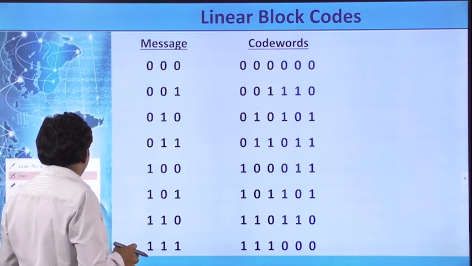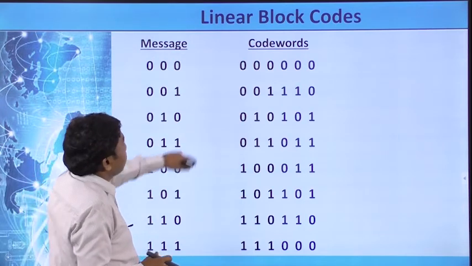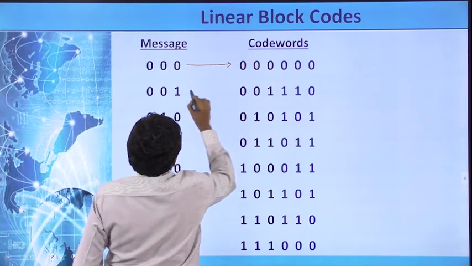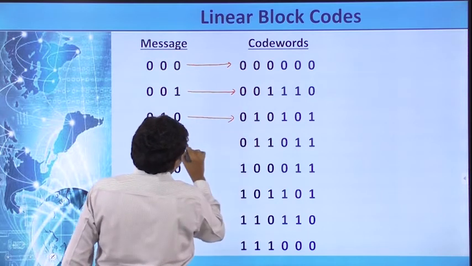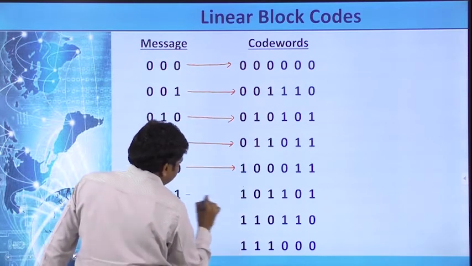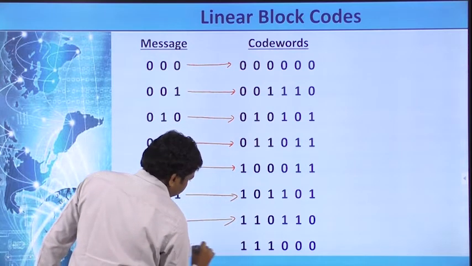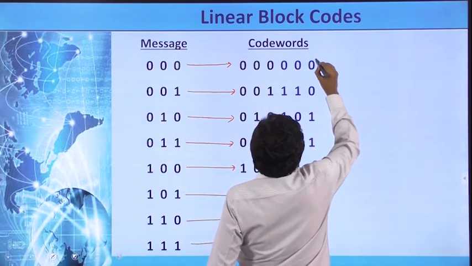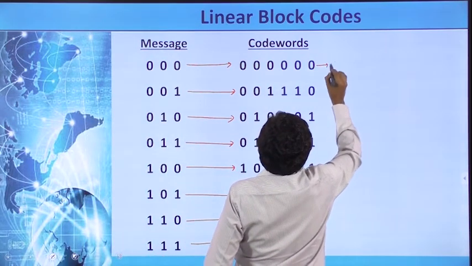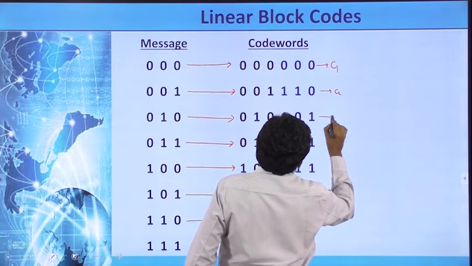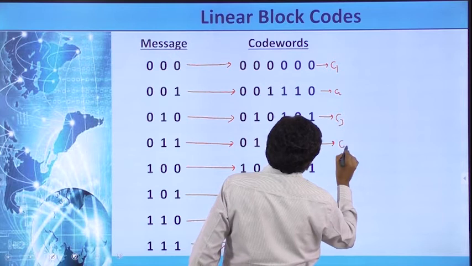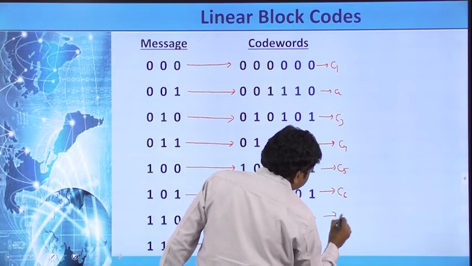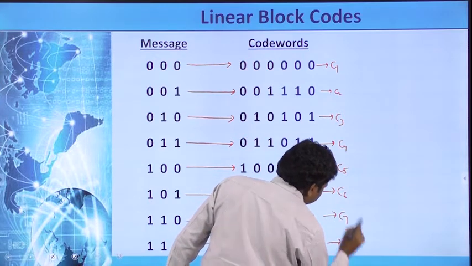Now, see here, these are the messages, and these are the respective code words. So this is the code word for this message, this message, this message, this message, this message, this one, and this one. Right? That means this one is C1, whereas this one is C2, this one is C3, this one is C4, this one is C5, that means code word 5, this one is C6, this one is C7, whereas this one is C8.